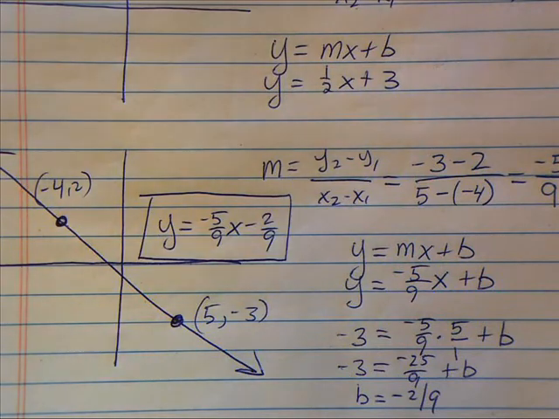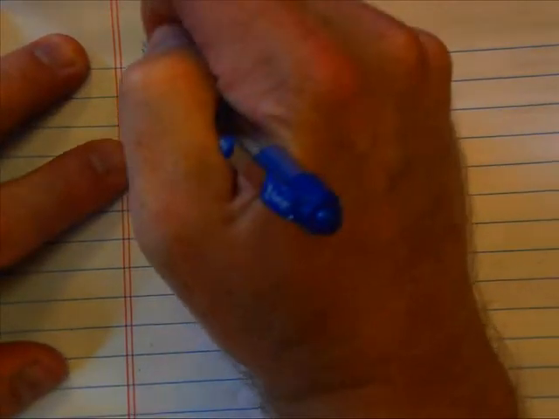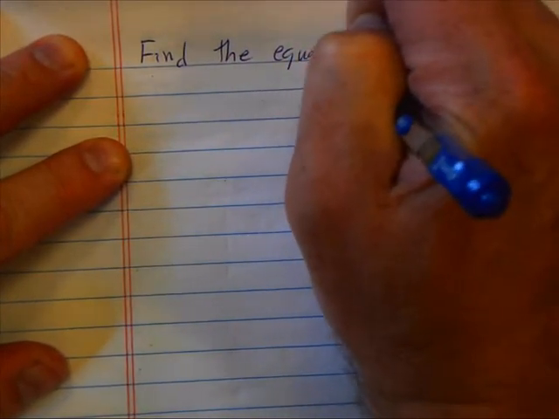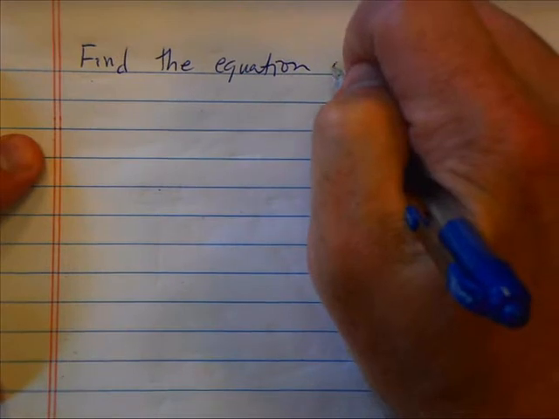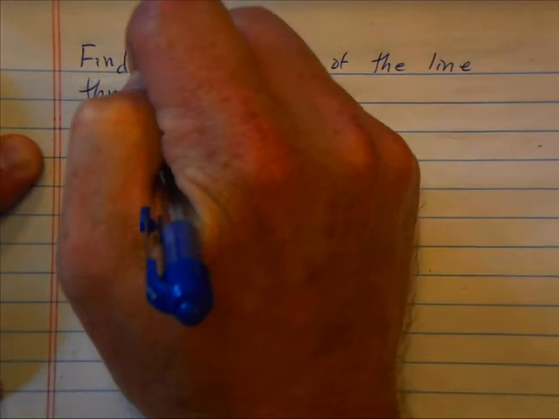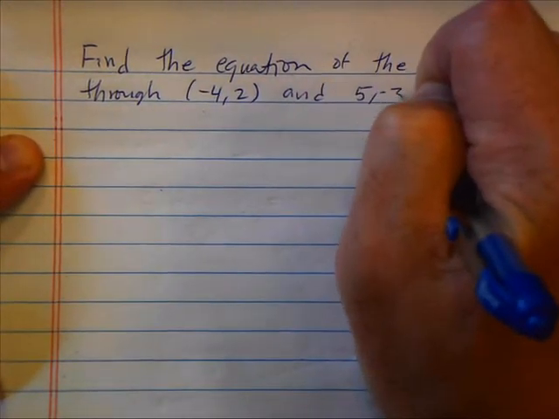All right, I'm going to take that exact same problem and I'm going to do it in a slightly different way. Most students, in my experience, like to do this problem this way. But there is an alternative way. And I'll show you that. So we have the points negative 4, 2, and 5, negative 3. So the directions might be find the equation of the line through negative 4, comma 2, and 5, negative 3.